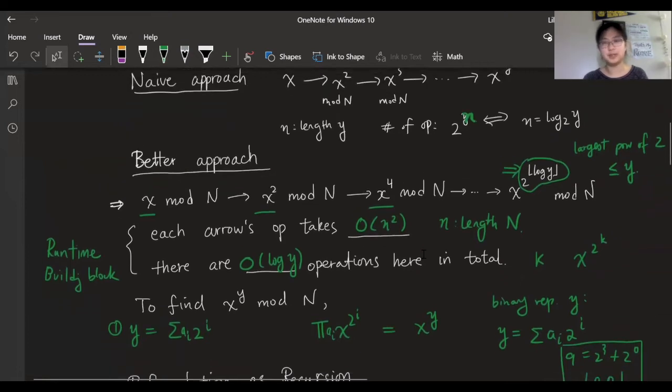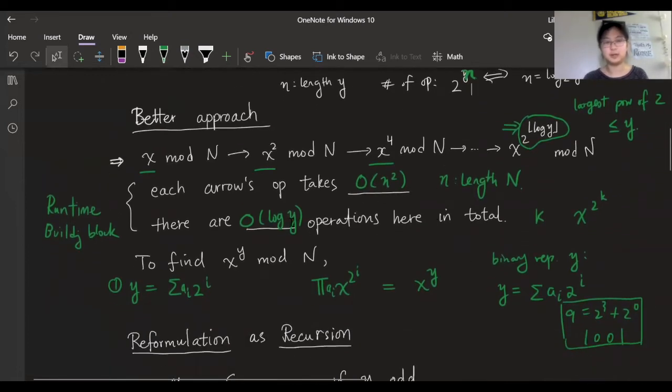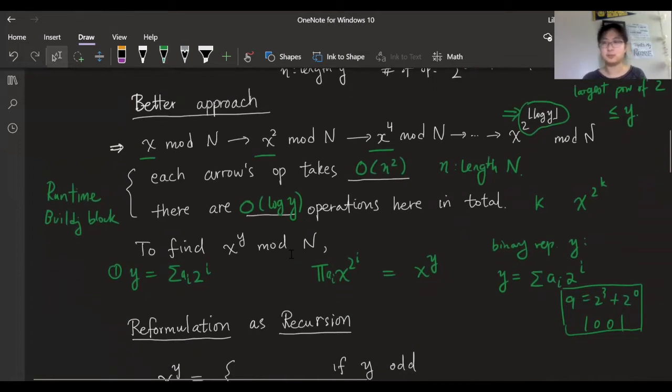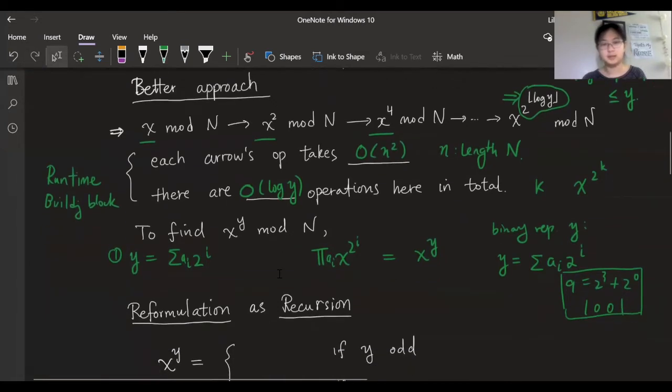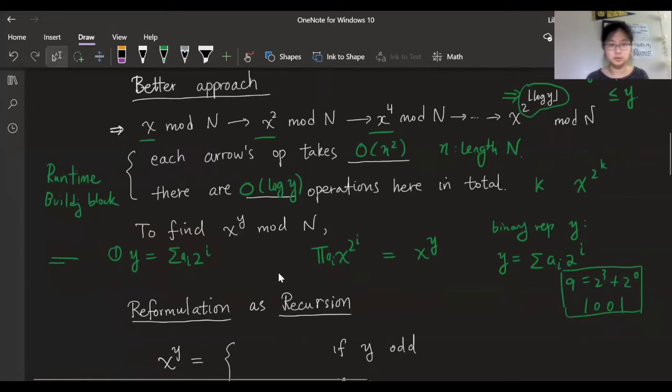Okay, previously we had just 2 to the n, but now we have log of y. So you can check at home that this is in fact going to be polynomial time. And then constructing y out of these building blocks is also going to be polynomial time. So when we add these steps up, it's going to be polynomial time.